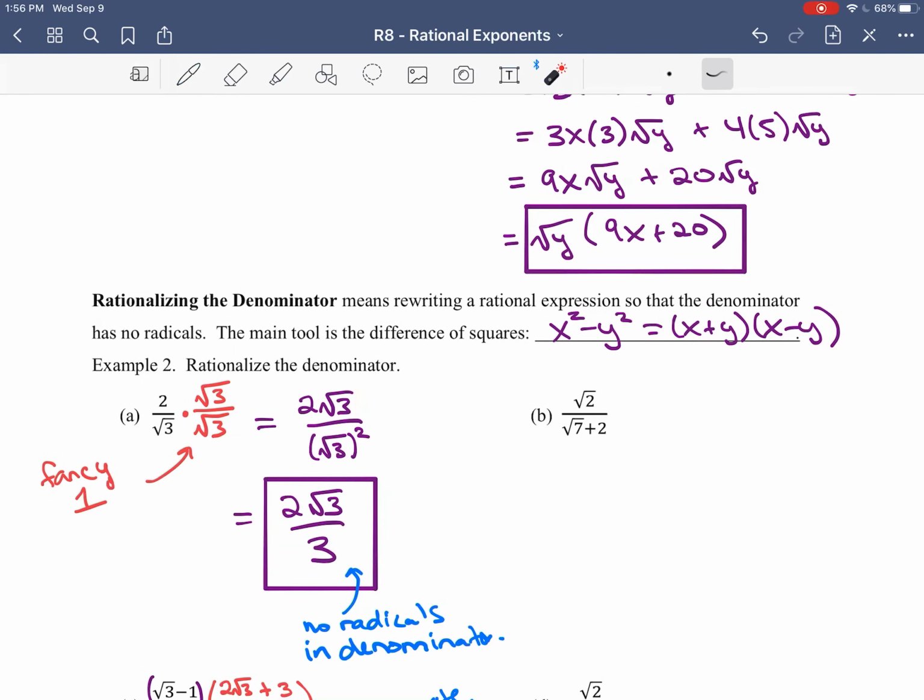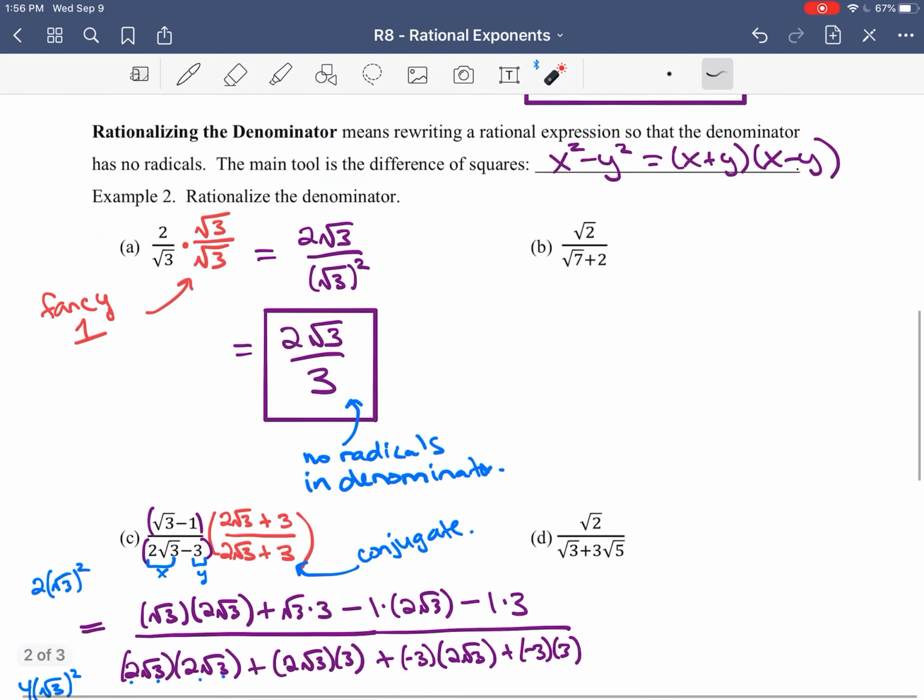This is why we want to use the conjugate, because if I multiply 2 factors of this form, I'm going to get the difference of their squares. So that's the idea. Here's 2 for you to try. I'm going to leave those for you.